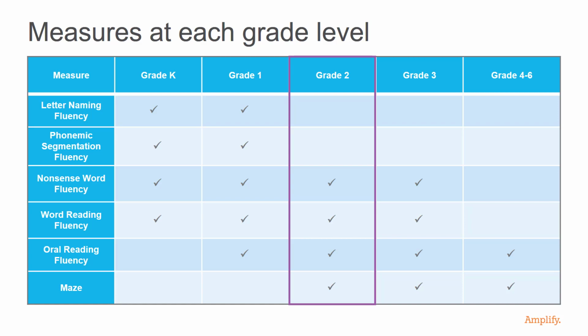Because Ms. Jacobs' students are in second grade, they will be assessed on nonsense word fluency, word reading fluency, oral reading fluency, and maze. They will also be assessed at each time of year and take these measure assessments at beginning of year, middle of year, and end of year.